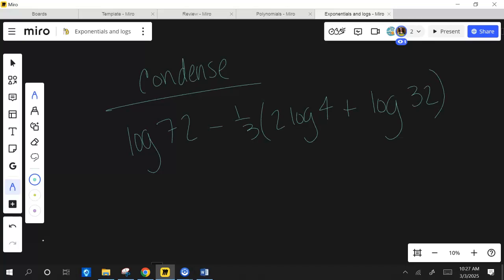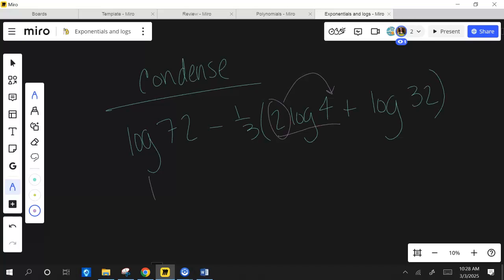I would work inside the parentheses first. Order of operations, right? All right, 2 log 4. What are you going to do with 2 log 4? Close. You're close. It's what? Oh, it'll be log 16. Right? It'd be log 16. Why, Luke? Why? The 2 goes over there.